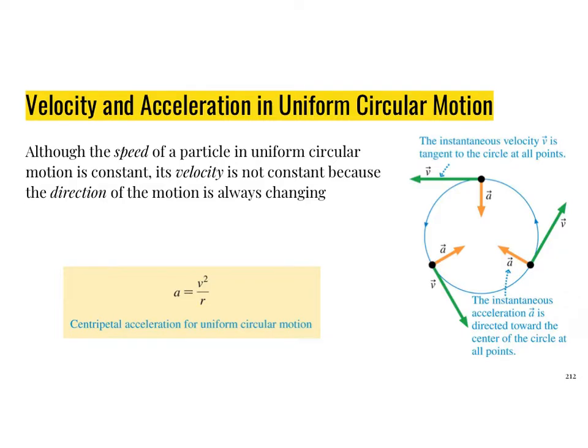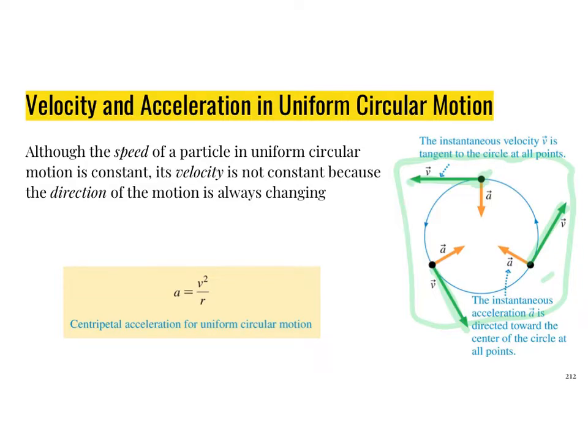So uniform circular motion is just an object that's going around in a circle. On the right side of the page over here, I have exactly that. We have this dot right here going around in a circle. We can see by the lengths of the vectors that the velocity is constant, or I should say the magnitude of the velocity is constant.